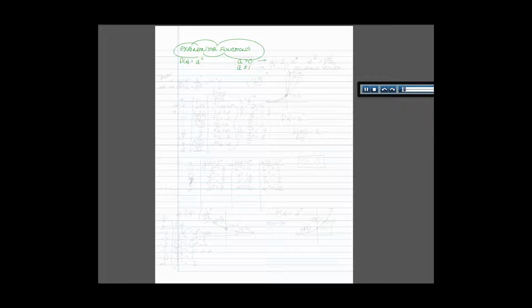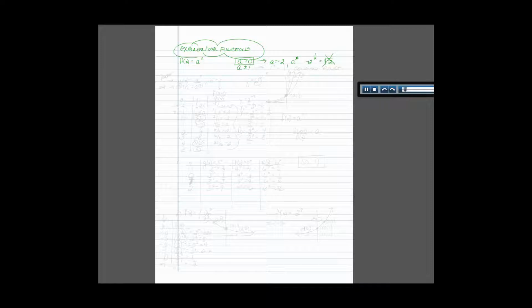First off, why does a have to be greater than 0? Think about it. If a was a negative number, let's say a was negative 2, so that it wasn't greater than 0, there would be values of a to the x that would be undefined. Can you think of one? How about negative 2 to the 1/2? That means square root of negative 2, and that's not defined. Therefore, a must be greater than 0. We can't have the base a be negative numbers. So that's a real important thing to remember. The base can't be negative numbers. It has to be greater than 0.